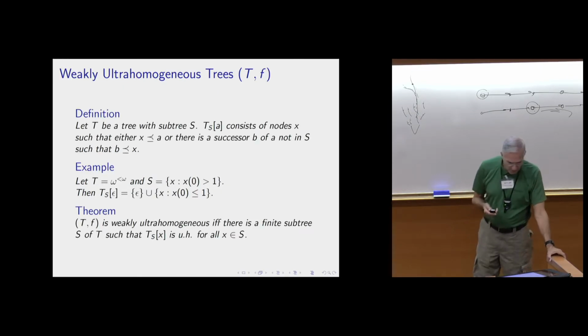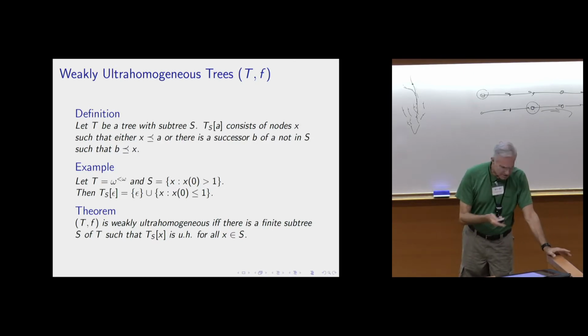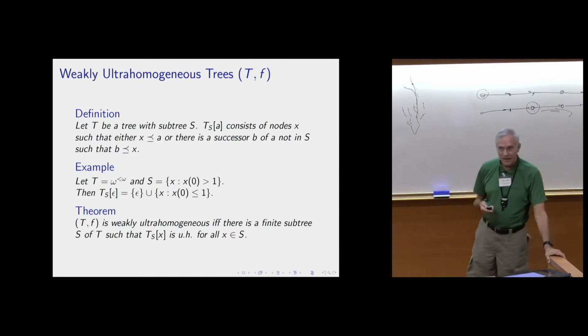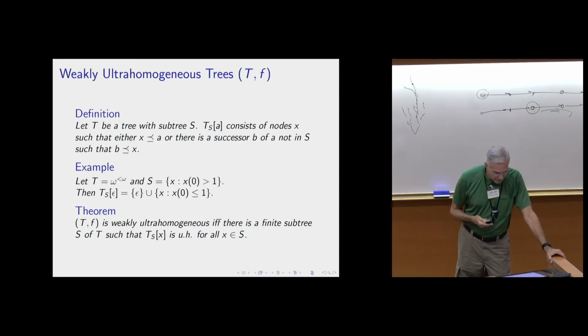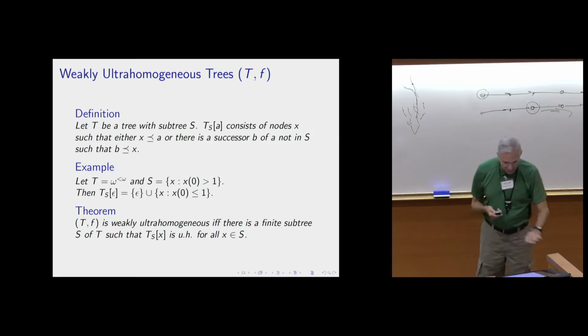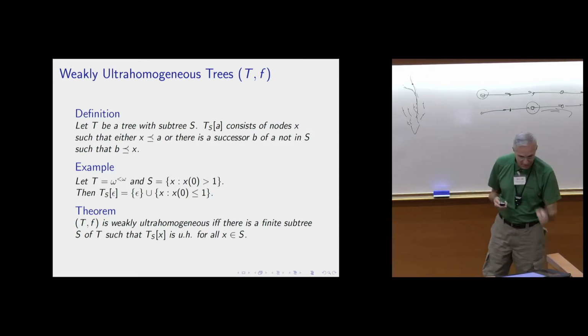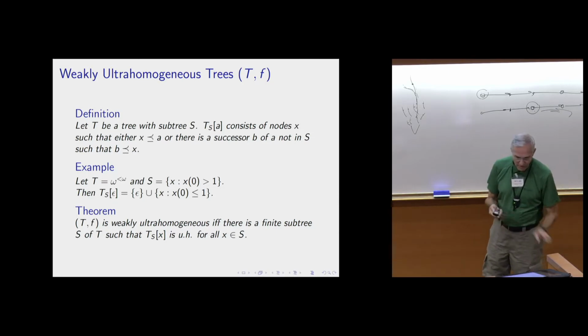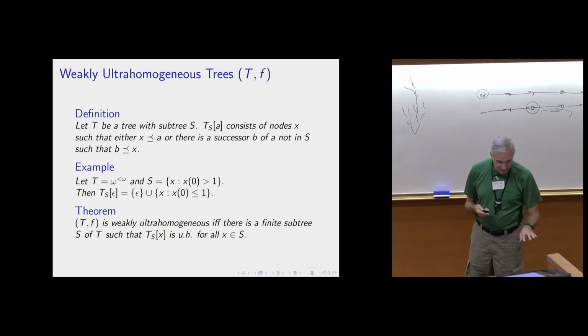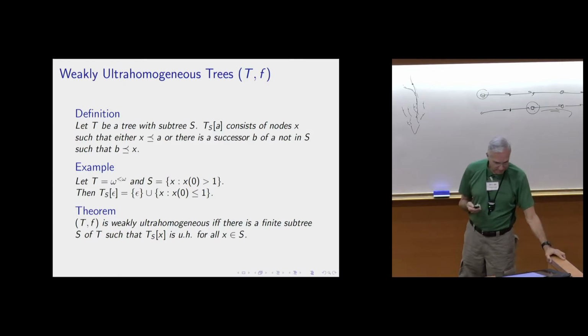And then to be weakly ultrahomogeneous, there's this a bit complicated notion à la the Lempp et al. paper. Maybe I don't have time to give the details, but we can characterize the weakly ultrahomogeneous trees by looking at this notion of the tree, where essentially you're looking at the nodes that are below a point, together with the ones that are off to the side somehow.